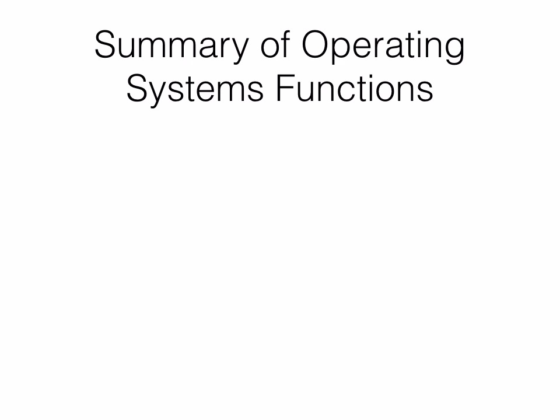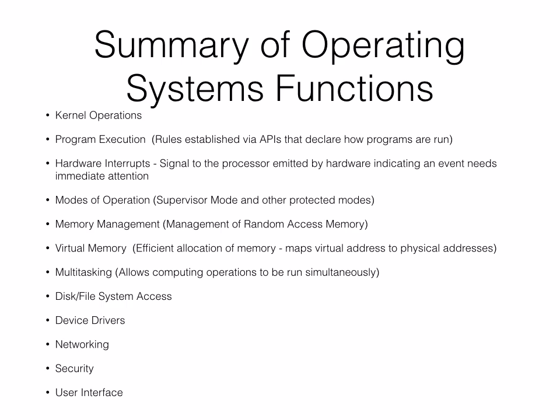So let's go on to the next slide here and give you a summary of operating system functions, just to give you a list of things. The first thing is kernel operations, right? What we talked about before as being the core of the operating system. Something else is program execution, where rules are established via application programming interfaces that declare how programs are run, right? It's just a contract, if you will, that sets the boundary conditions for how something is supposed to react when you give it a set of commands.